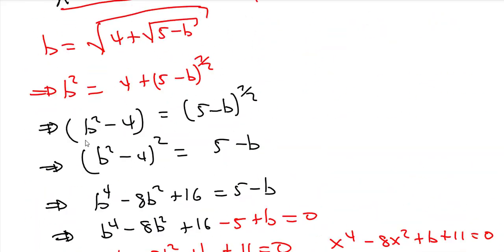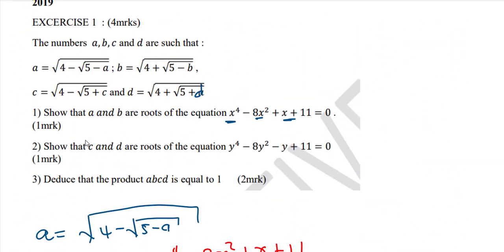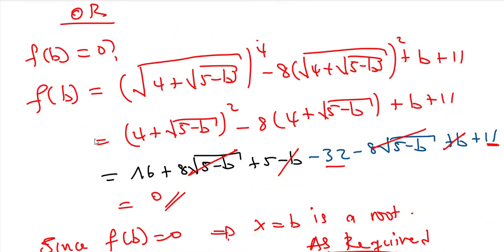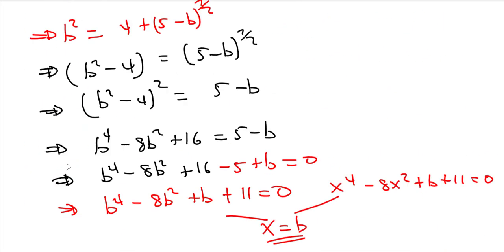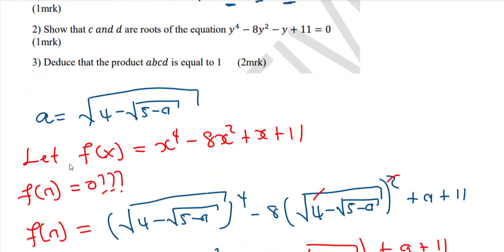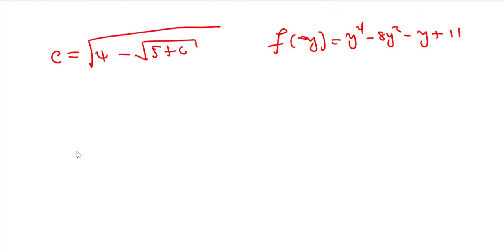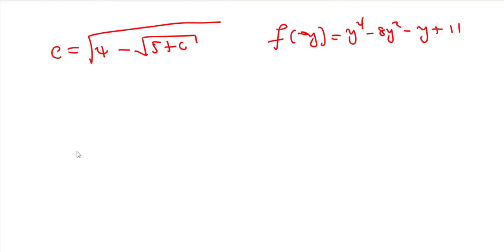Now let's also verify that this is a solution of y to the 4th minus 8y squared minus y plus 11. So we have our f of y is equal to y to the 4 minus 8y squared minus y plus 11. I think that's the equation. Yes. Okay, so now we are going to do the same thing. Either we square this and show that it can be written in this form, or you substitute. So I'm going to square this and show that it can be written in this form, then you can do the other way.